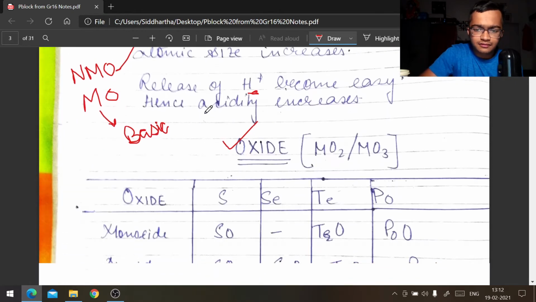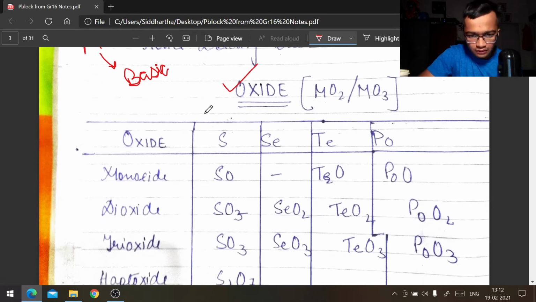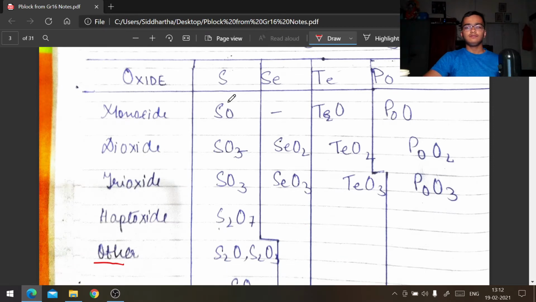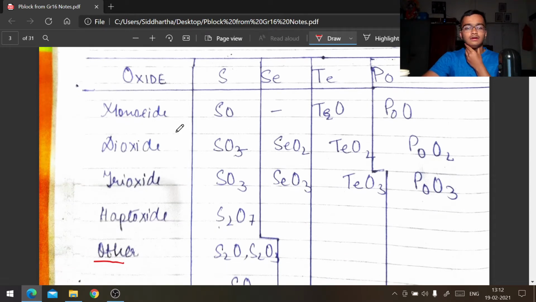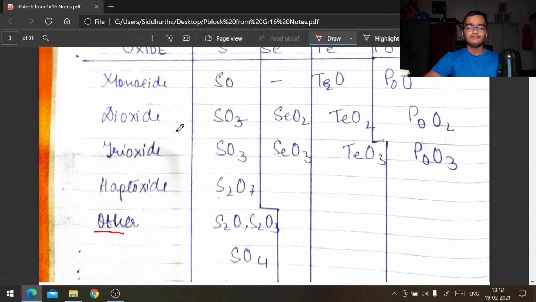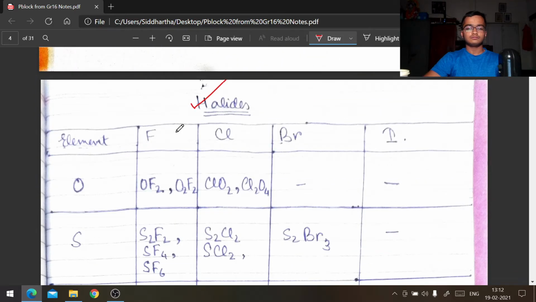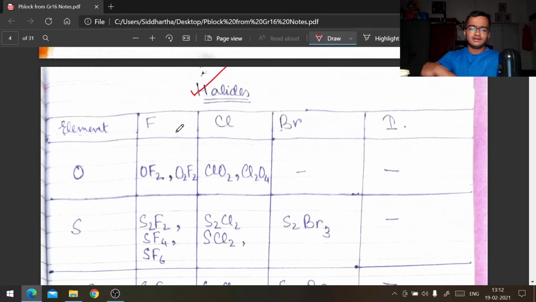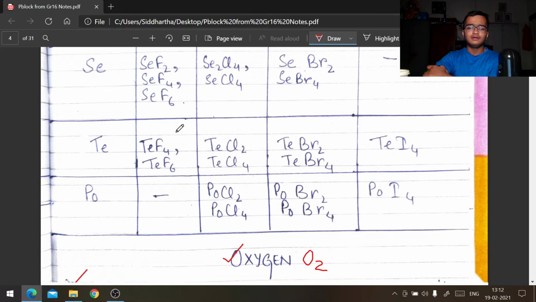Now reactivity towards oxide. Now see here, monoxides, dioxides, trioxides are formed, right? So here a few examples are given. Okay, so reactivity towards halide, again a few examples are given here.